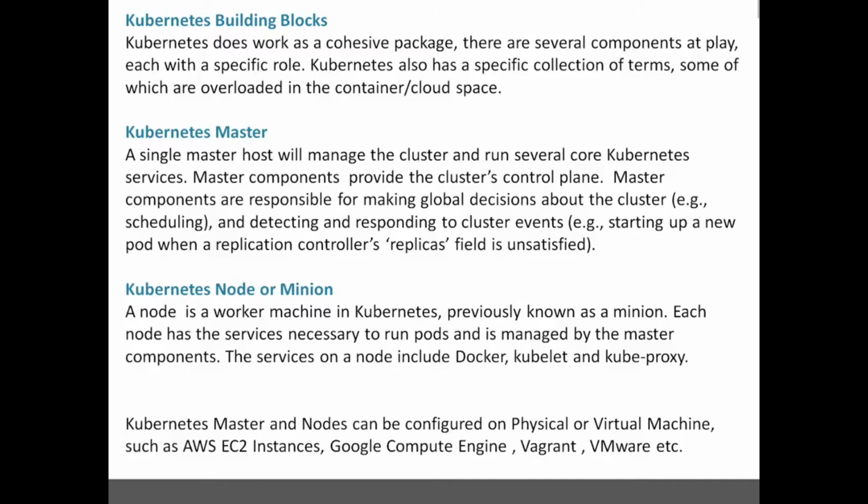Basically, a node is a worker machine in Kubernetes. As I mentioned previously, it was also called minion. Each node has the services necessary to run pods and is maintained by the master component. As I mentioned, the master is responsible to manage the services, but the Kubernetes node is basically running the pods, which are managed by the master. The services on the node include Docker, Kubelet, and kube-proxy. So these are the services.